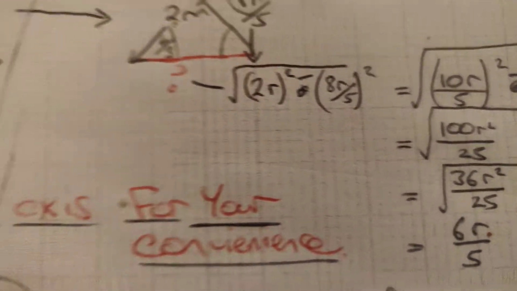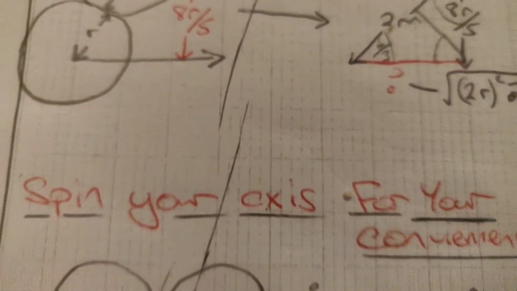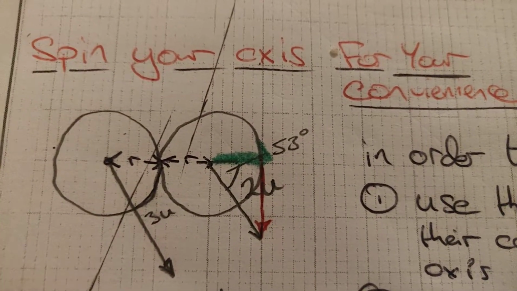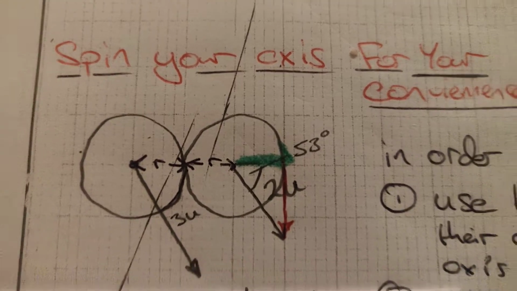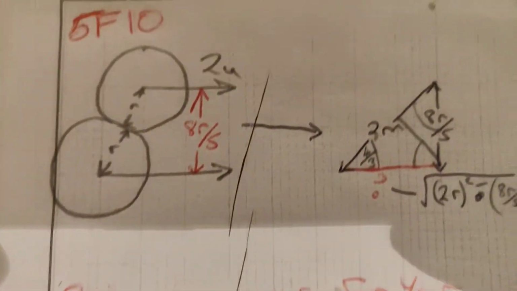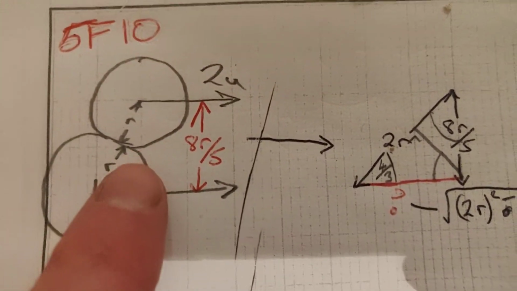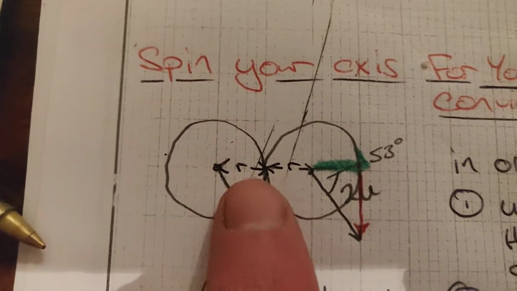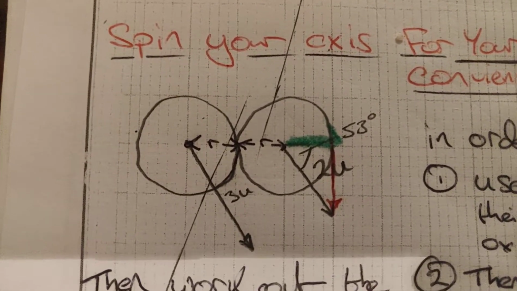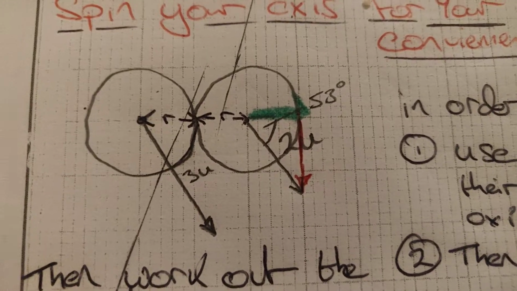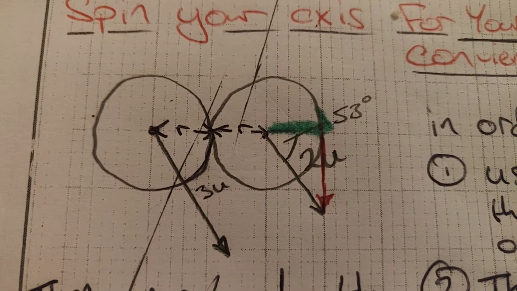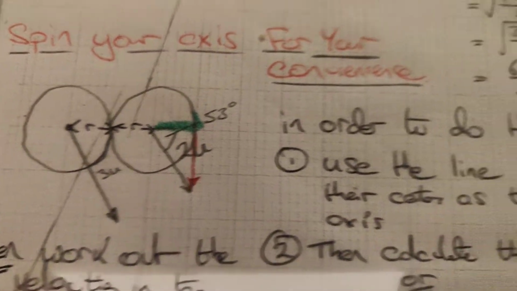Okay, so now we have the sides and we can determine the angle. I turned the diagram and spun the axis for convenience. So now where our 2r axis was here, it's going to be running along the i-axis, so the centres of collision are there. You can see the 3u and the 2u from that, and the angle on the inside that's marked I calculated to be 53 degrees, and we'll get to that.